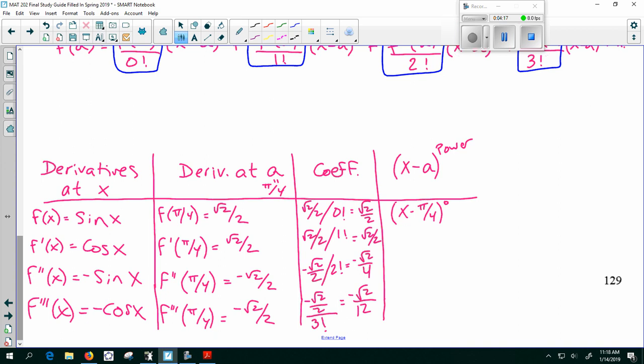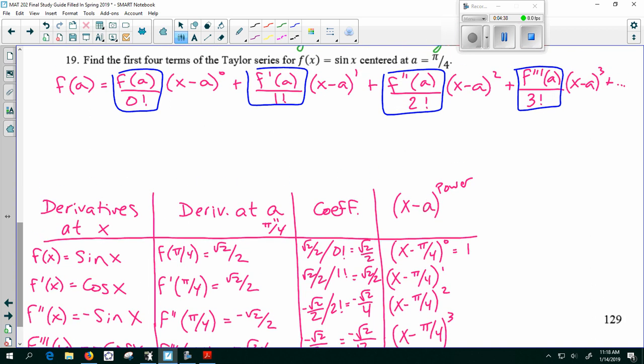This is to the 0, so that one is just 1. And then x minus pi over 4 to the first. And then x minus pi over 4 squared. And x minus pi over 4 cubed. Now I have all the information I need to plug into this expression I wrote up here.